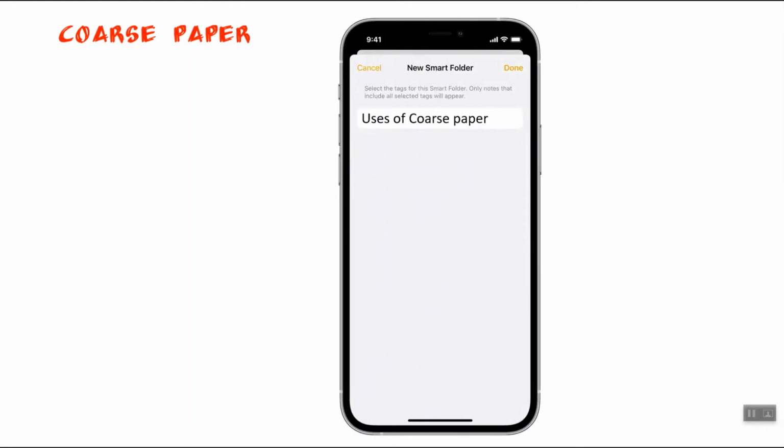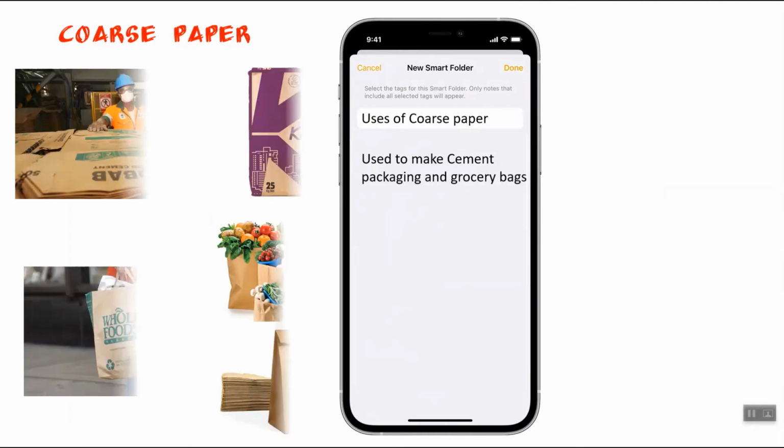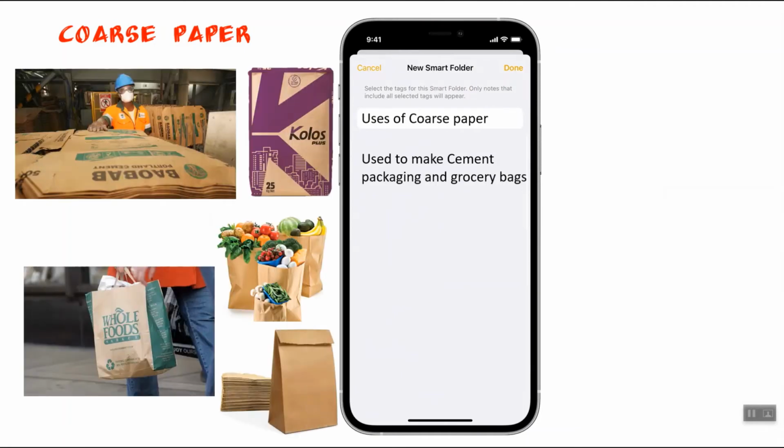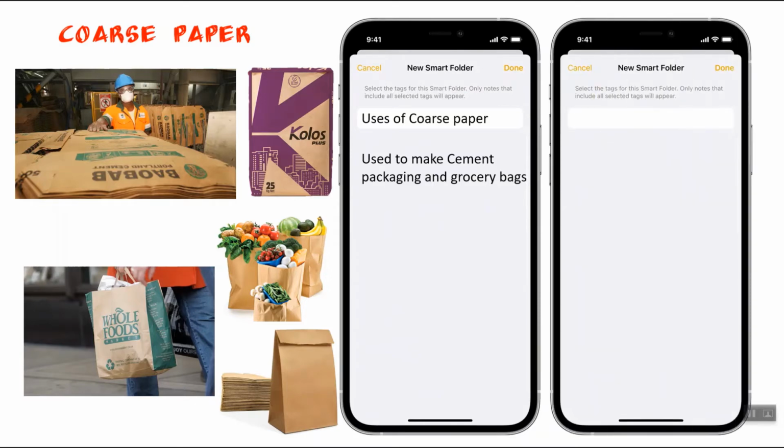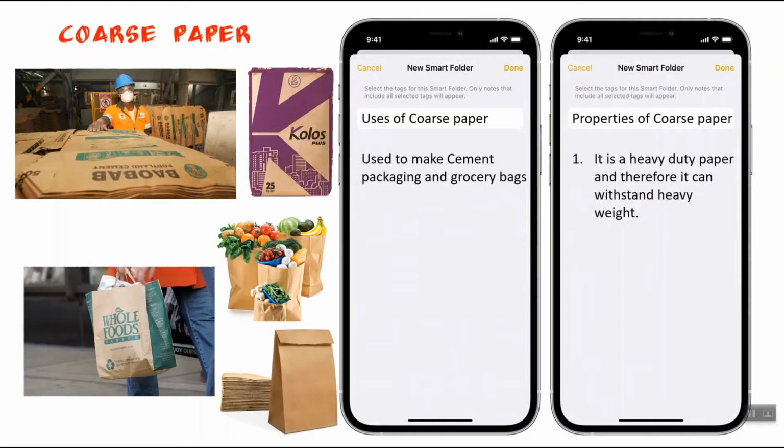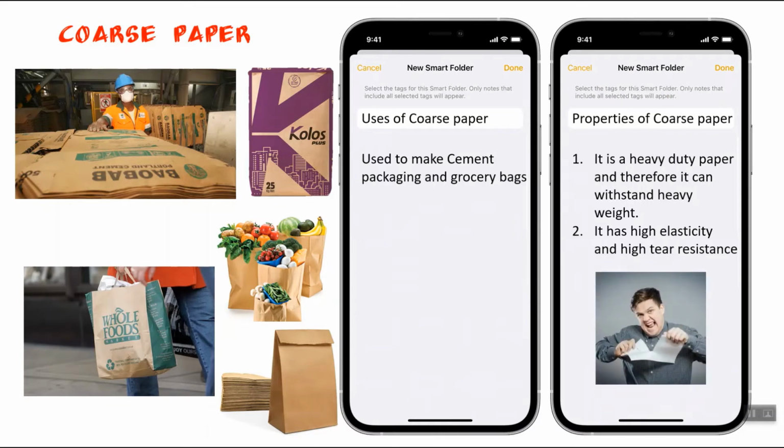Coarse paper. The uses of coarse paper: it is used to make cement packing, packaging, and grocery bags. It is a heavy-duty paper, so it can withstand greater weights than other types of paper. It is more difficult to tear. It has high elasticity and a high tear resistance, so it is difficult to tear. This is why it is used to make cement bags, which can support heavier weights.